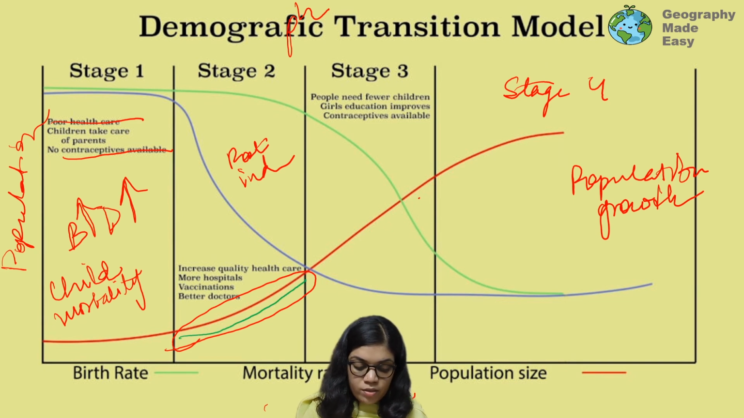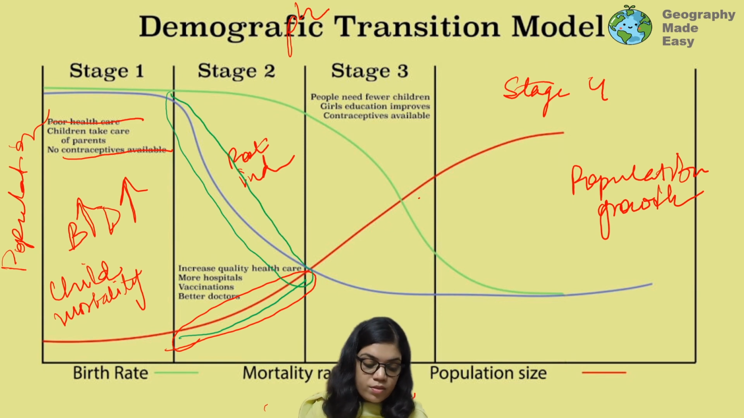We see that the growth of the population is high in this particular stage, with the birth rate more or less very high but going down a little bit, and death rate going down dramatically. If you look at the total population size, it is going up.